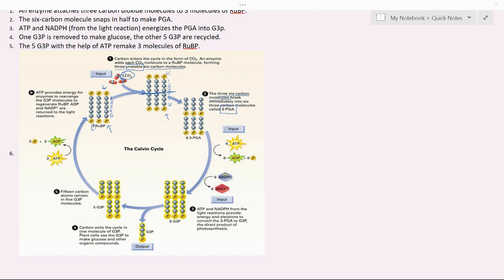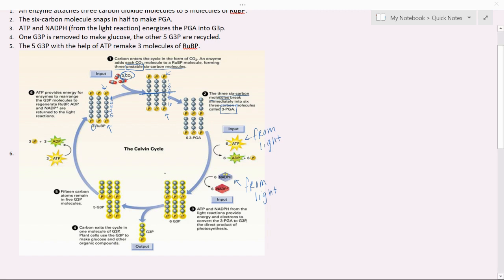In order to do the next step, here is where we are going to use the energy that came from the light reactions. One of our products of the light reactions was ATP, and the other form of energy was the NADPH. These forms of energy are going to allow this next part to occur. If you think of it like zapping those PGA molecules, it's going to help us make our product of photosynthesis.